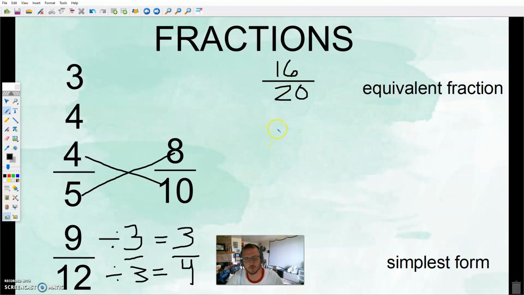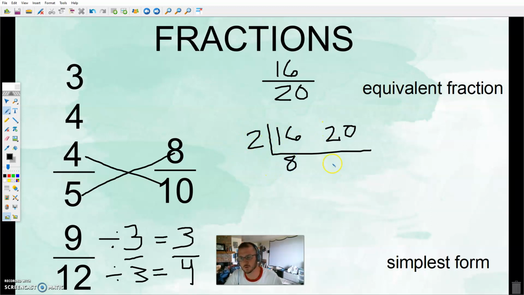I taught what we like to refer to as the cake method because it's kind of like building a multi-layered cake. If I have 16 and I have 20, I want to think about a number that goes into both of those. So a common factor of 16 and 20 would be 2. 2 goes into 16 8 times.